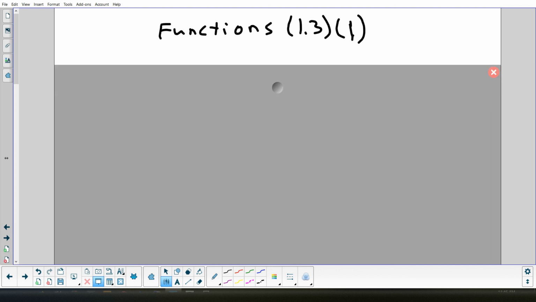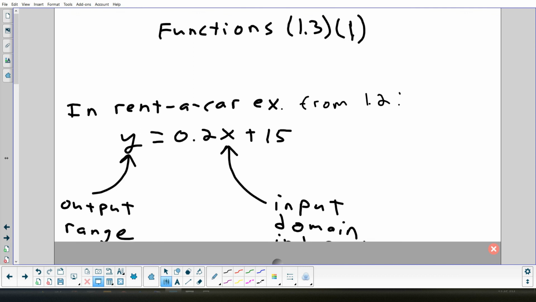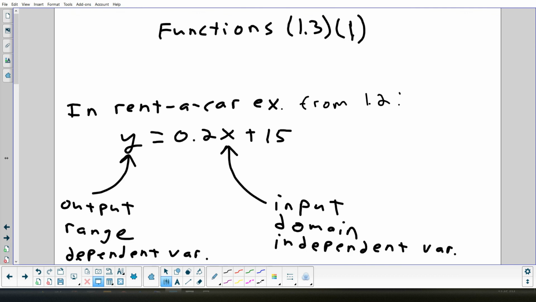Okay, so last thing we'll look at, we'll go through really quick, not all of the section, but just a little bit on functions. So I already kind of threw a lot of this in as we were doing the first section.